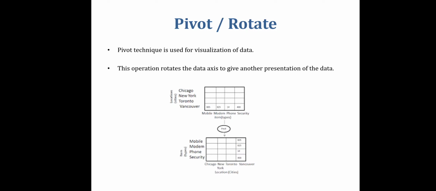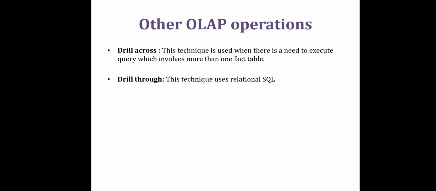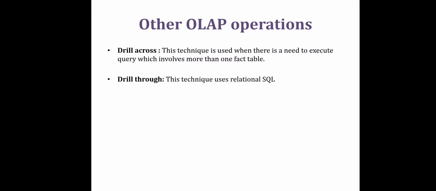Along with those 5 basic operations on the data cube, we also have 2 other basic OLAP operations, called drill across and drill through. These are not in our syllabus, but we can see what the concept of drill across and drill through is. Drill across is the technique used to execute queries involving more than one fact table. We have seen that generally we have only one fact table, but when we consider the fact constellation schema, we have more than one fact table.